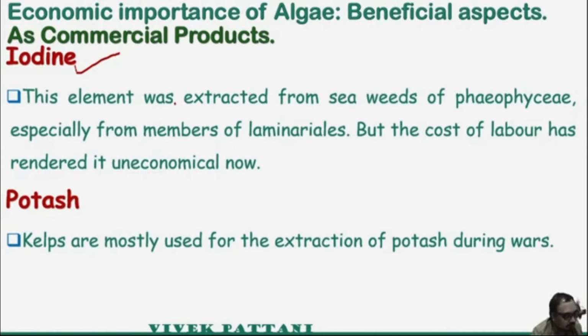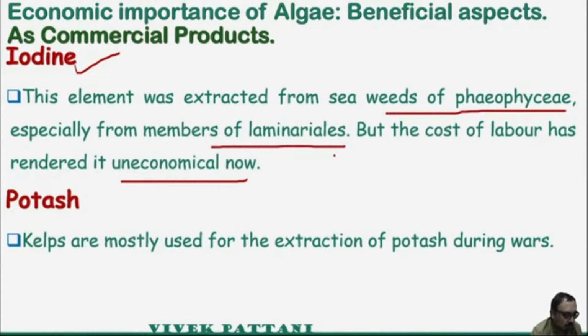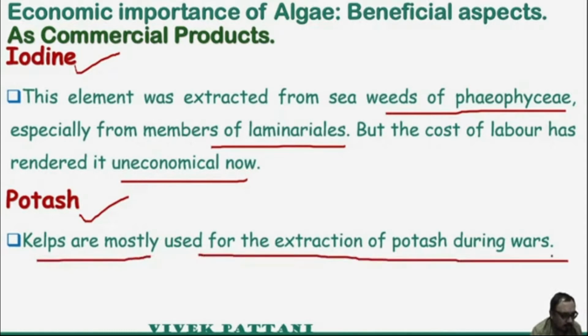Previously it was used, but it is not being used right now, because the method is uneconomical now. Previously this element was extracted from the seaweeds of the Phaeophyceae, especially from members of the Laminariales. And next comes potash. This technique is not used right now, but previously it was used. The kelps were mostly used for the extraction of potash during the war.